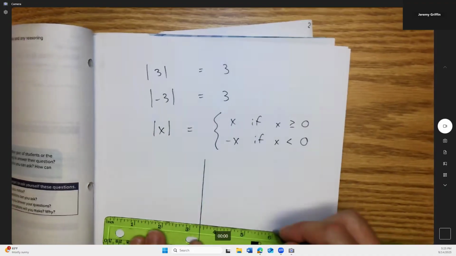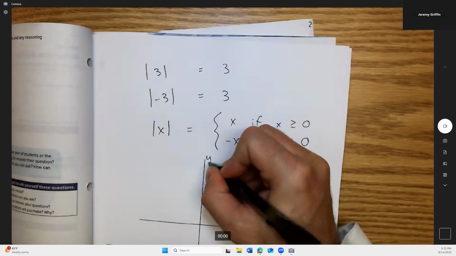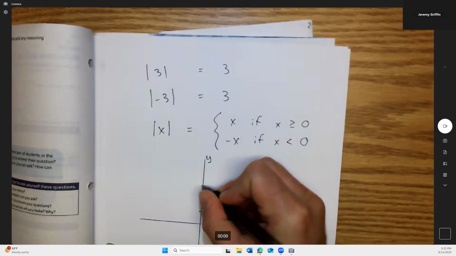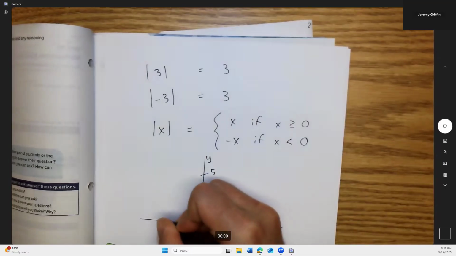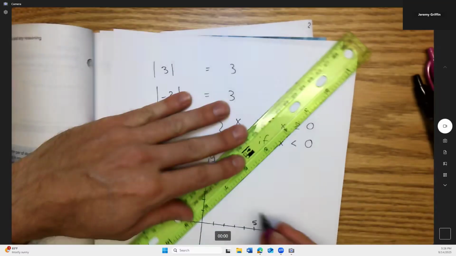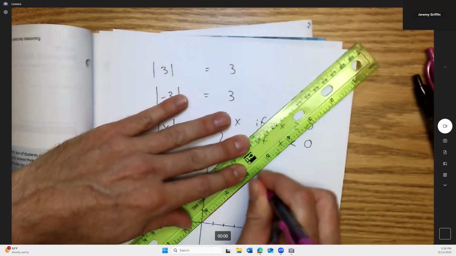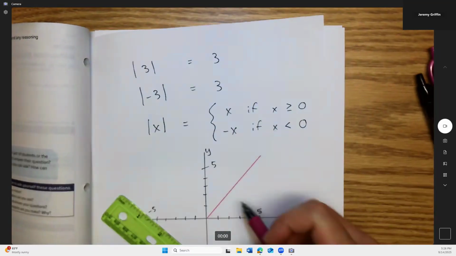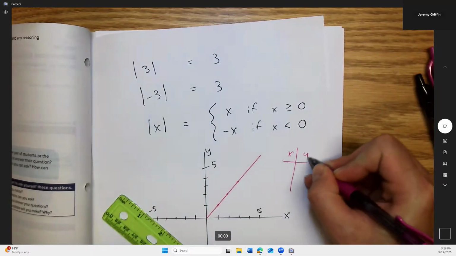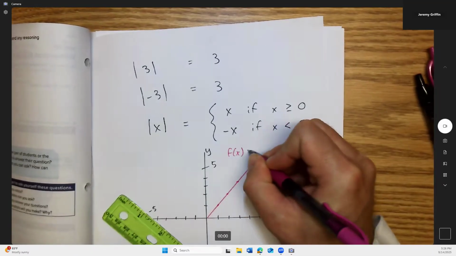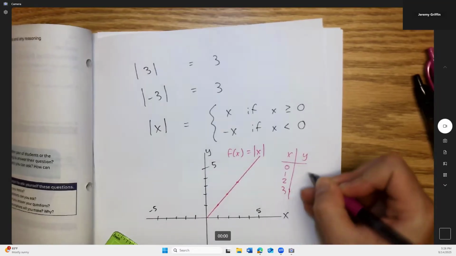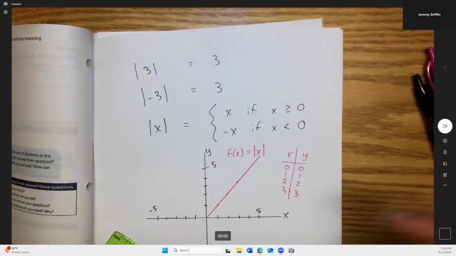And a real simple graph here. Let's do x, y. You guys know what shape graph this would make. If x is already positive, the absolute value just makes it itself, right? So 1, 1, 2, 2, 3, 3. If I make an xy table for f of x equals absolute value of x, if x is 0, 1, 2, 3, then the y value would just be the x value.